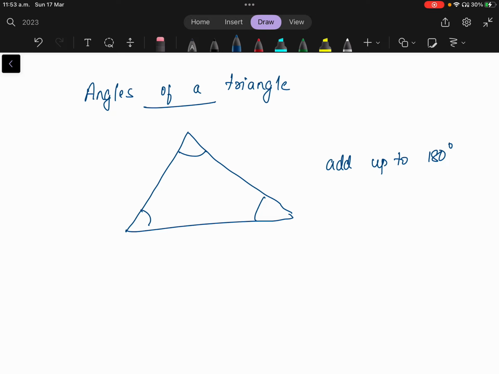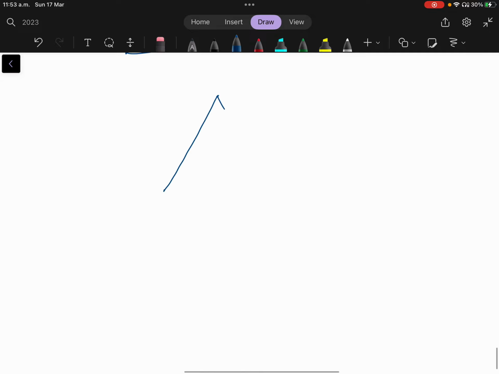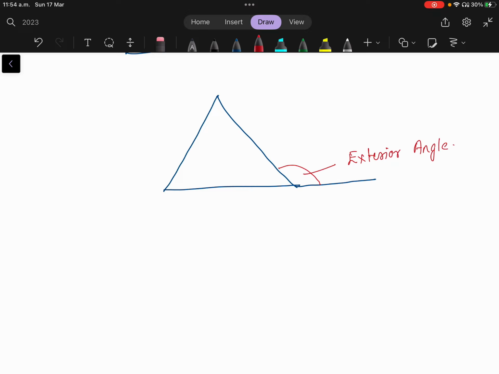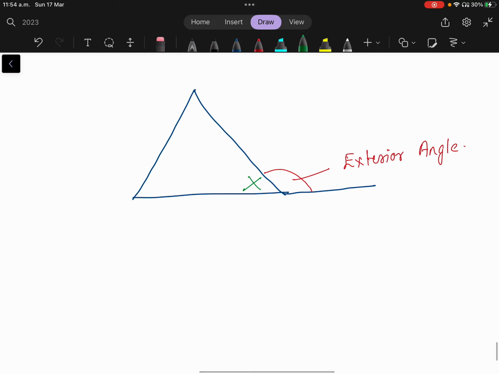Now the second one is, if you have a triangle like this, and if I extend one side, this angle which is on the outside of the triangle is called the exterior angle. It is outside of the triangle, so that's why it's called the exterior angle. For this exterior angle, you just cancel the angle which is just next to that. You shouldn't take that. The other two angles of the triangle are called interior angles.